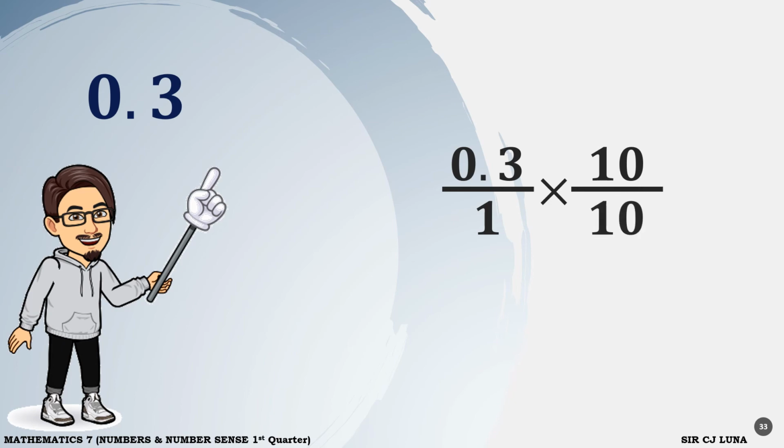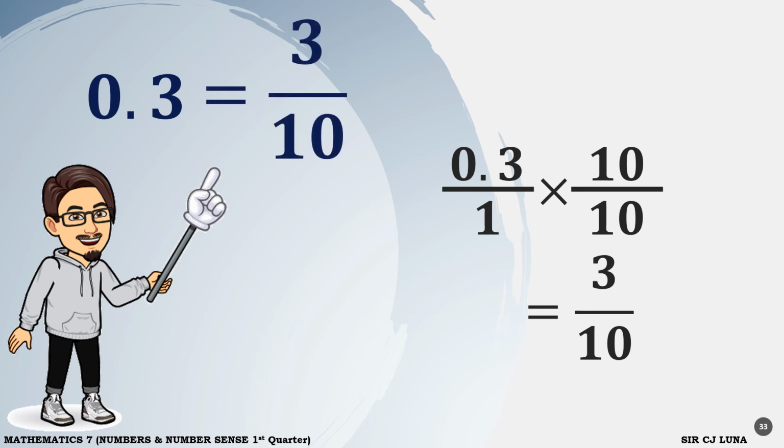Kung yan ay dalawang decimal places, 100 ang i-multiply mo. Kung 3, 1,000, and so forth. Okay? So this is now equal to 3/10. And check mo kung pwede pang i-simplify yung fraction. 3/10, pwede ba bang simplify? Hindi na. Okay, so 3/10 is our answer. That is equal to 0.3.